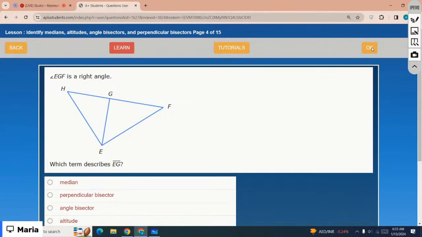Okay, triangle EGH is a right angle triangle. Angle EGF is the right angle. Which term describes EG? EGF is a right angle, right? That means that is the altitude. The correct option is altitude.